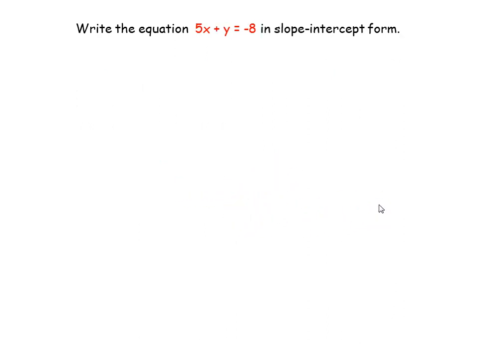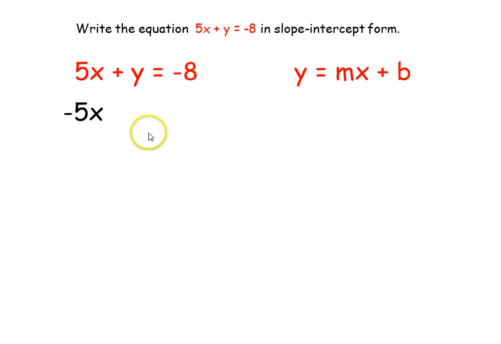Let's do another one. Write the equation 5x plus y equals negative 8 in slope-intercept form. Once again, slope-intercept form, y equals mx plus b. We have our equation 5x plus y equals negative 8. We want to isolate y, so the first step we're going to do is subtract that 5x. And we're subtracting 5x because it is a positive 5x, and 5x minus 5x is 0. It'll make it go away.